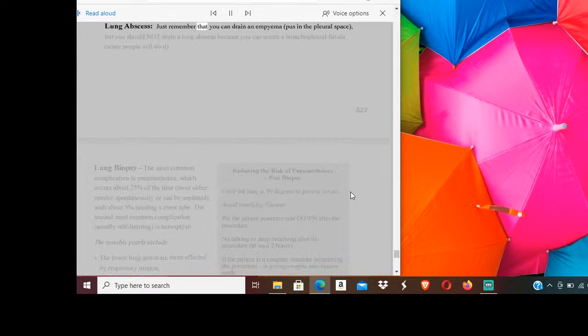Lung abscess. Just remember that you can drain an empyema, pus in the pleural space, but you should not drain a lung abscess because you can create a bronchopleural fistula. Some people still do it.